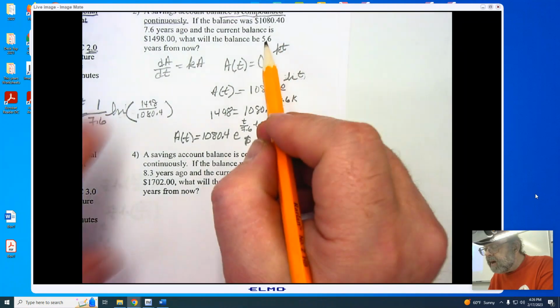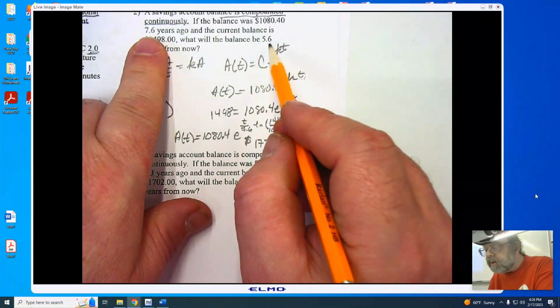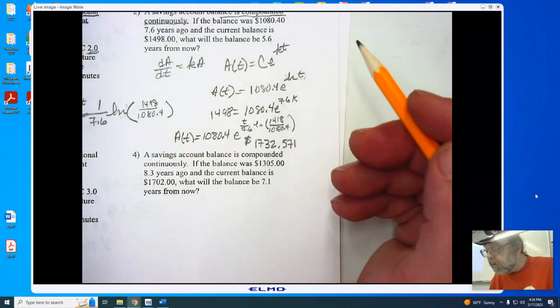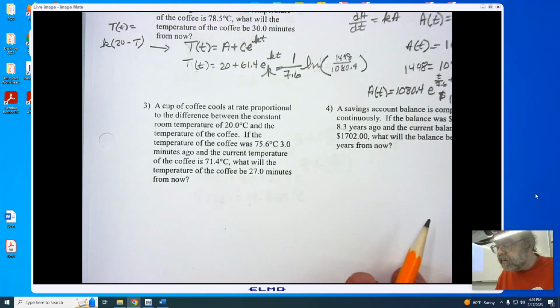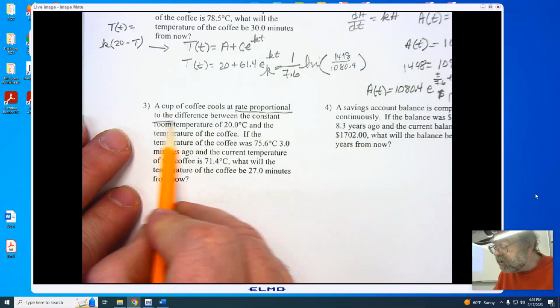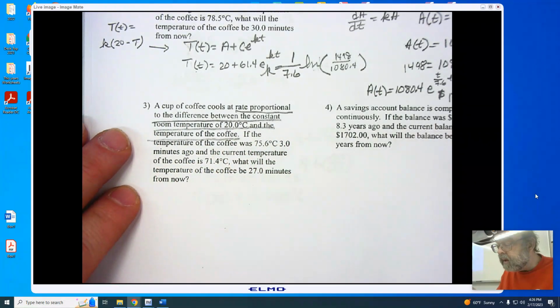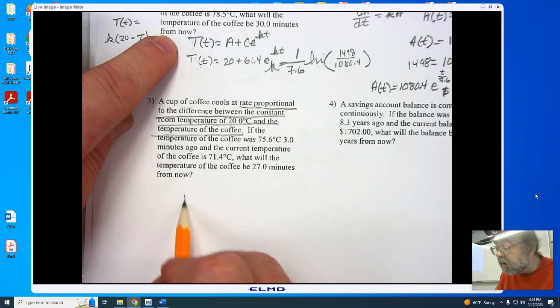Now I do want to just make sure that I got that correct. So I'm adding the 6, that gives me 8.2, plus the 5 is 13.2. And that is correct. Let's take a look at number 3, please. The rate of change is proportional to the difference between the constant room temperature 20 and the temperature of the coffee. Same thing that we have up here.